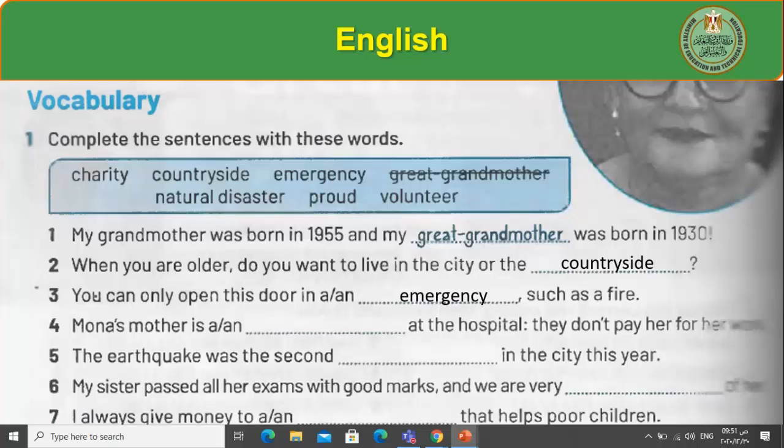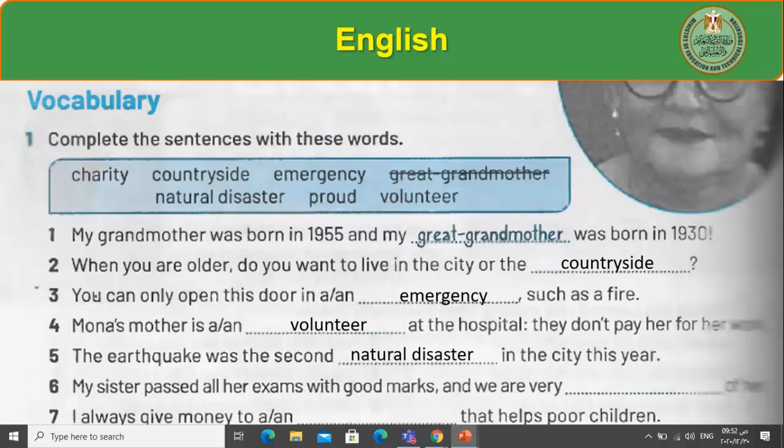Number four, Mona's mother is a volunteer at the hospital. They don't pay her for her work. Number five, the earthquake was the second natural disaster in the city this year. Natural disaster.